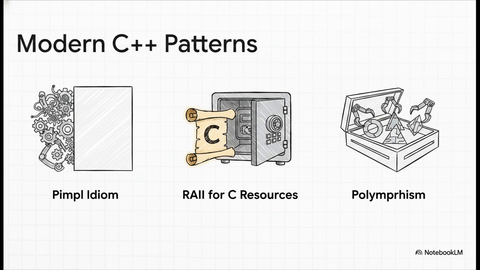You know the pimpl idiom for hiding implementation details? Trivial with a unique_ptr. What about managing old C-style resources, like a FILE* from fopen? You can wrap it in a unique_ptr with a custom deleter to make sure it's always closed. And storing different types of objects in a container? A vector of unique_ptr to base is now the standard, safe, and efficient way to do it.